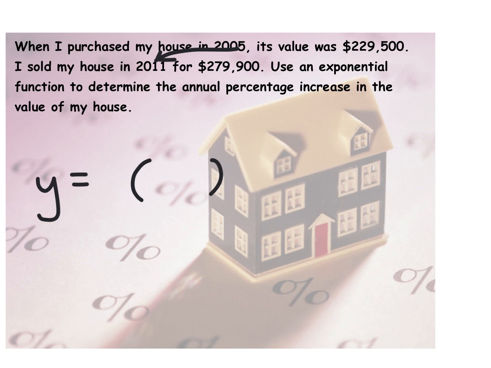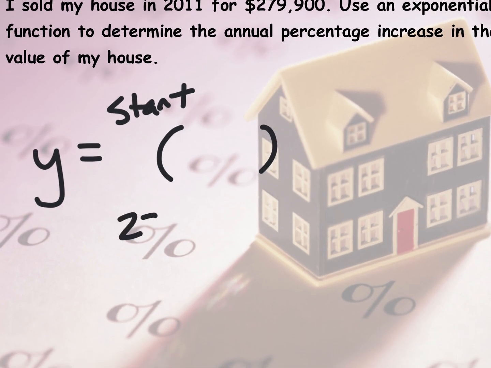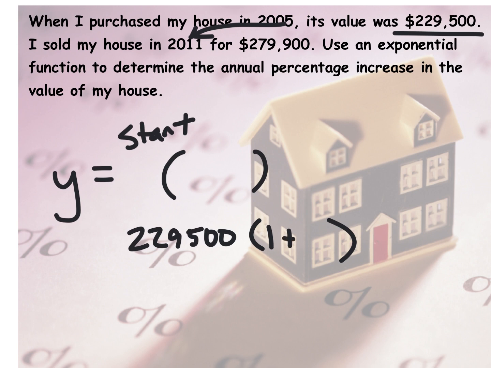Okay, here's a crucial part. Let's see if you set it up right. So you put the start here. What was the start value of the house? Its value was $229,500. So $229,500 was the start value. Did it increase or decrease? So I put a 1 plus, and then I don't know the rate that it increased at, so I put an R. How long did it take? 6 years, so the time is 6.